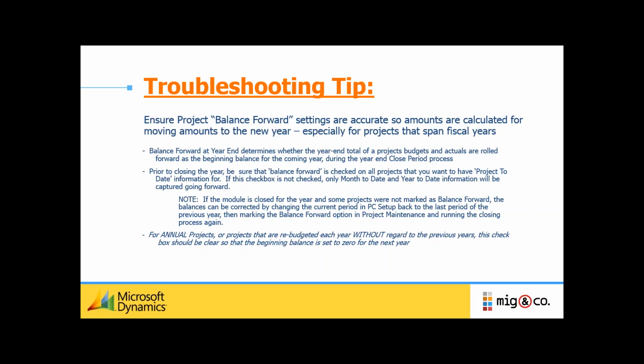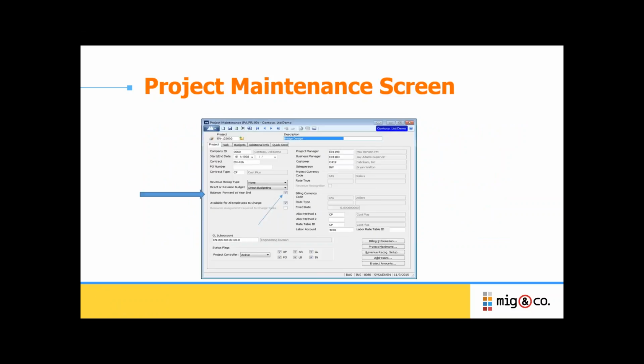Okay, so what the screen looks like is in the project management or project maintenance screen, in the middle section, I have the arrow right here. It says balance forward at year end. So for those that need to flow across fiscal periods, go ahead and check that box on for those particular projects.